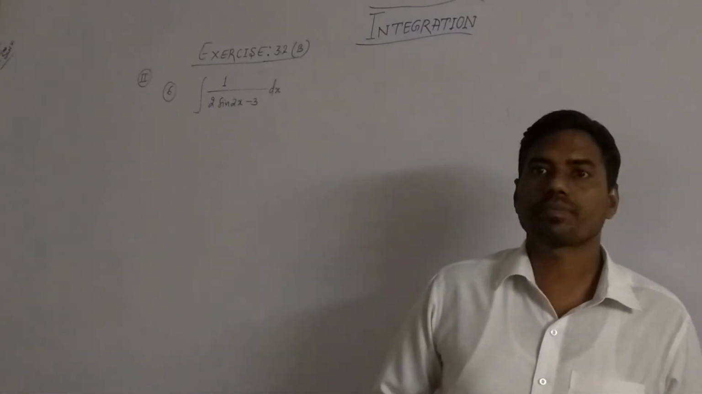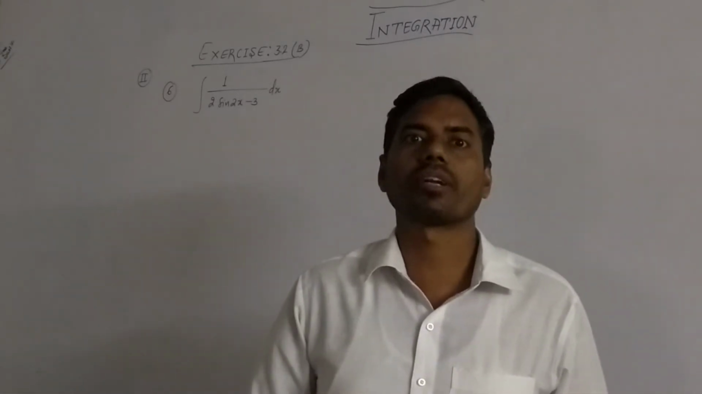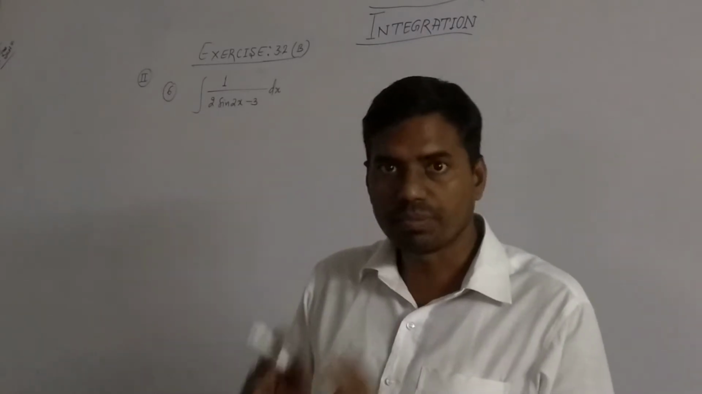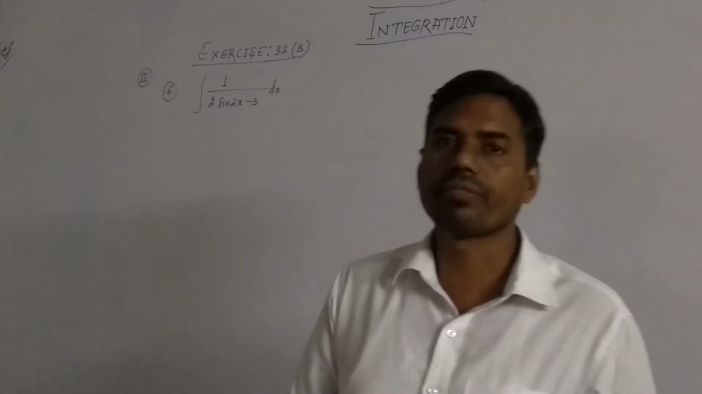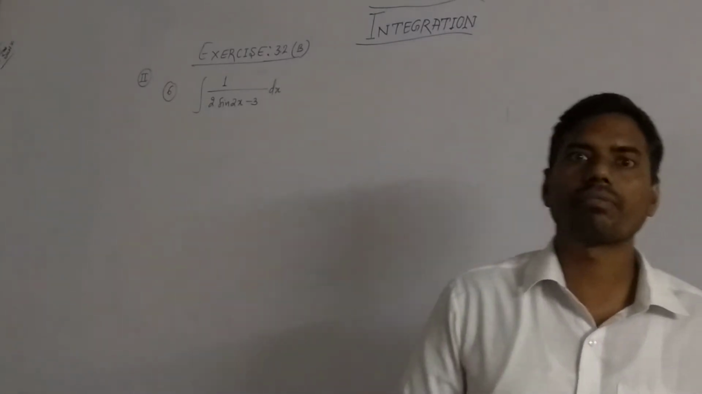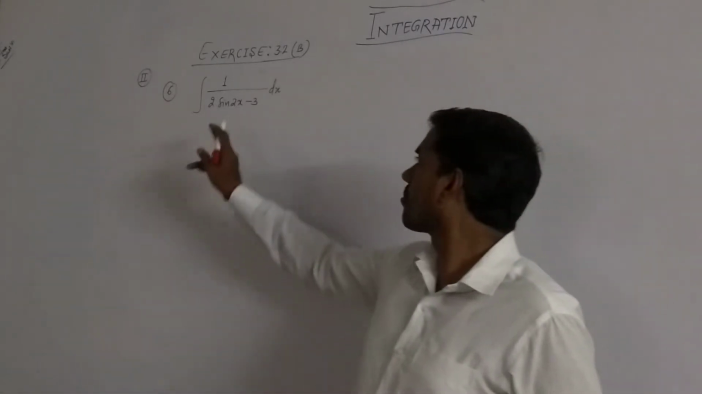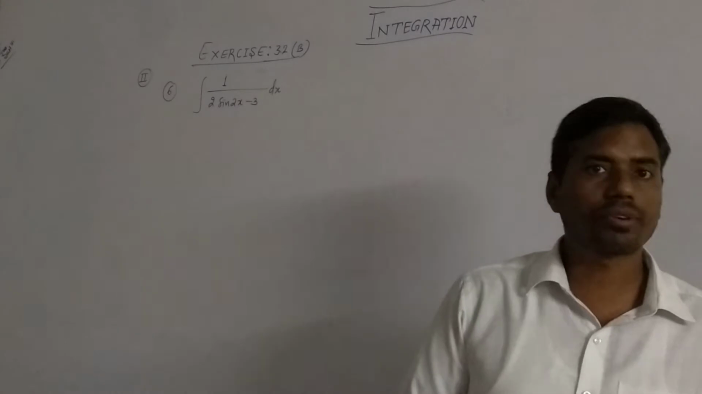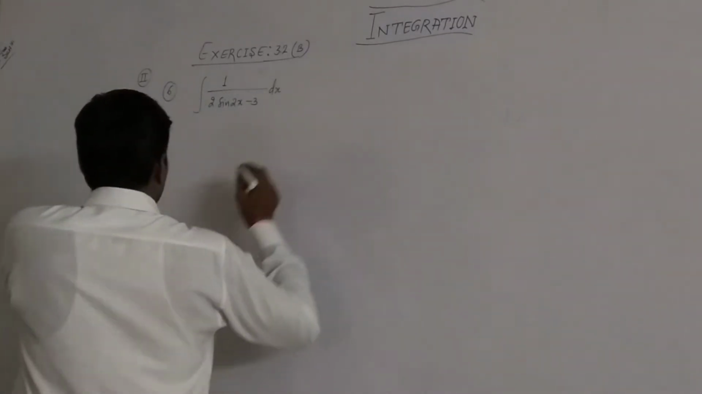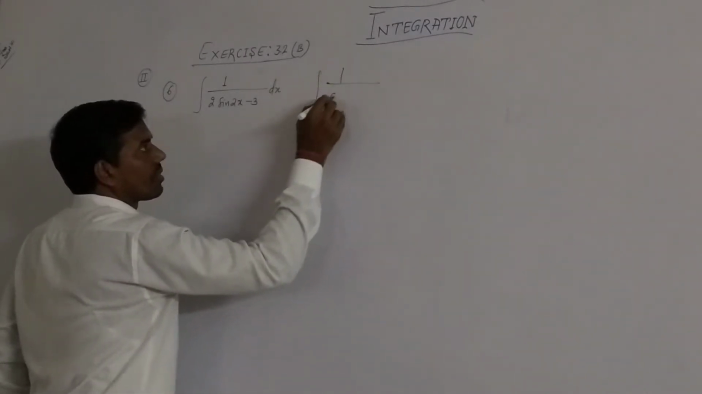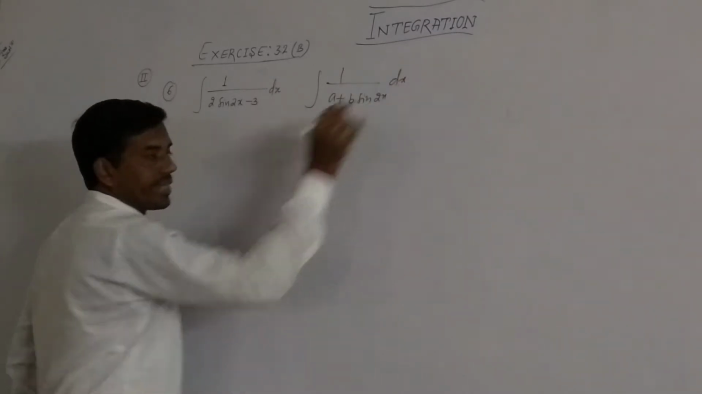Okay students, let us proceed to find an integral of the format integration of 1 upon a plus b sin 2x dx. Here we have question number 6 of the second part of exercise 3.2b, which is the integral of 1 upon 2 sine of 2x minus 3. Students, if we compare this with our standard format, that is a plus b sine of 2x dx.